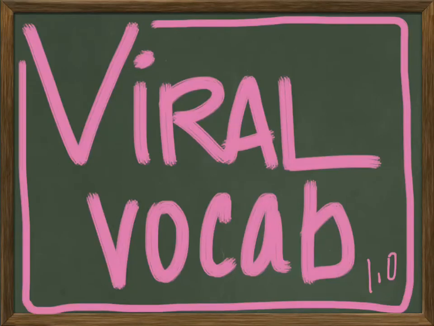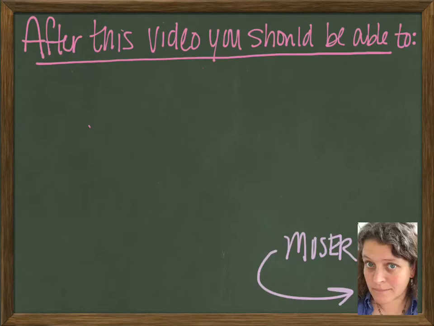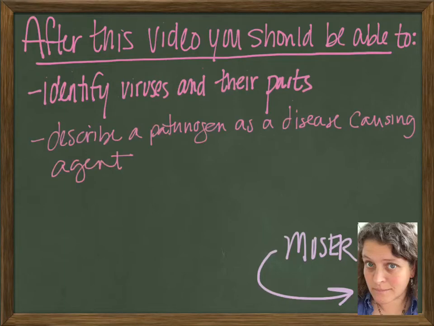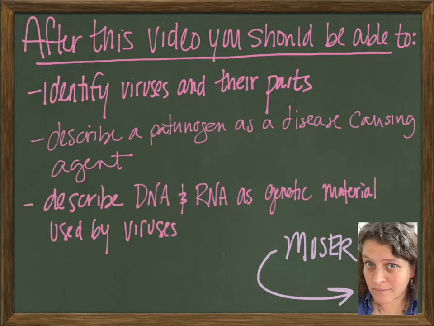How about it? It's me, Moser, and after this video, you should be able to identify a virus and their basic parts. You should be able to describe a pathogen as a disease-causing agent, and you should be able to describe DNA and RNA as genetic material used by viruses. Well, and living things, but we'll get there.